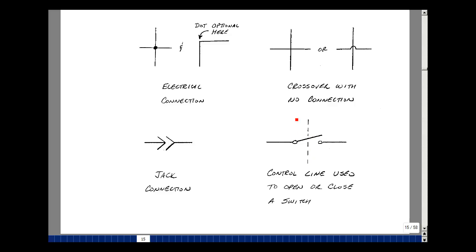Switch is open and closed by some action. Or you can even think of a wall outlet switch: as you flip the switch up or down, there's some external control line that's doing that. That's not really part of the circuit. It's some other external force. This can be electronic also.